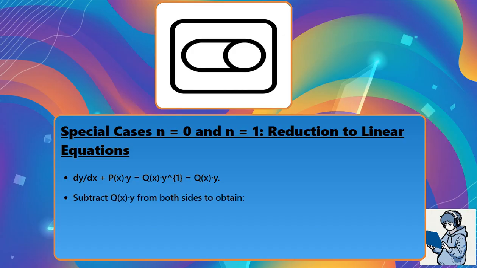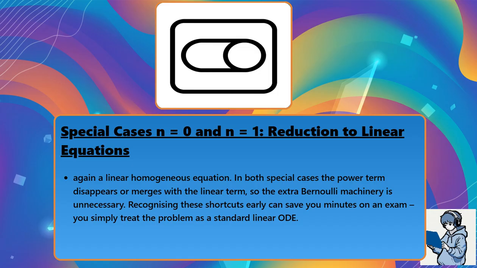Subtract q of x times y from both sides to obtain dy over dx plus p of x minus q of x times y equals 0. Again, a linear homogeneous equation. In both special cases, the power term disappears or merges with the linear term, so the extra Bernoulli machinery is unnecessary. Recognizing these shortcuts early can save you minutes on an exam. You simply treat the problem as a standard linear ODE.